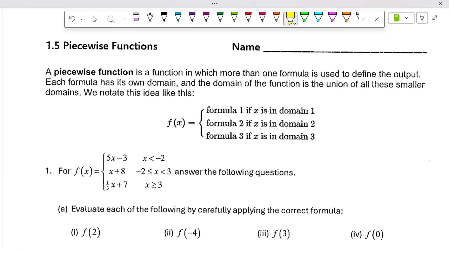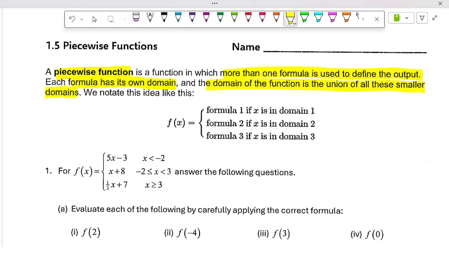Like I said, a piecewise function is a function in which more than one formula is used to define the output. So instead of it just being x plus 3, it'll be x plus 3 for these set x values, then 2x plus 1 for these set x values, then 5x minus 4 for these set x values. Each formula has its own domain. And the domain of the function is a union of all these smaller domains. Like I said, Frankenstein of functions. They take individual pieces and they stitch them together.